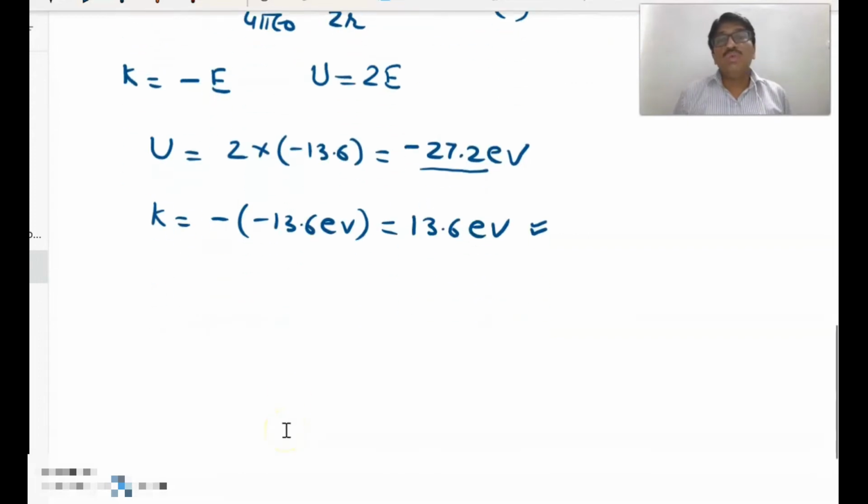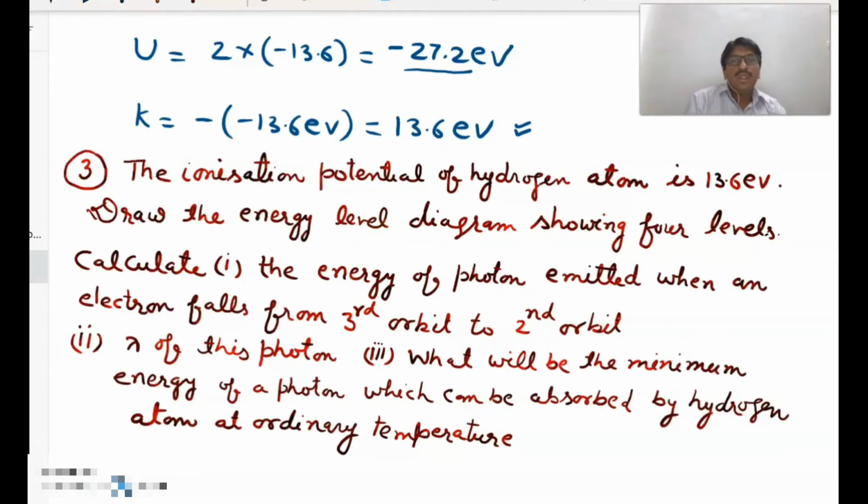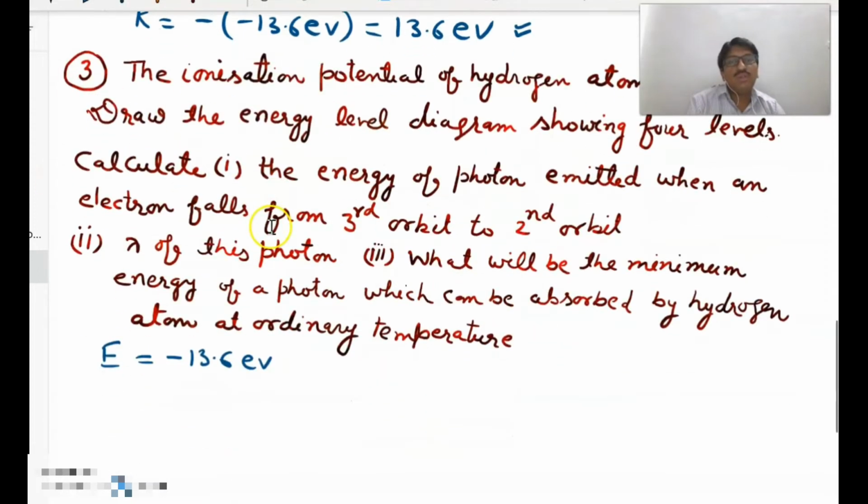Now we will move towards the next problem. The third problem: the ionization potential of hydrogen atom is 13.6 electron volt. So we can say that E, the ionization energy, should be -13.6 electron volt. Draw the energy level diagram showing 4 levels.